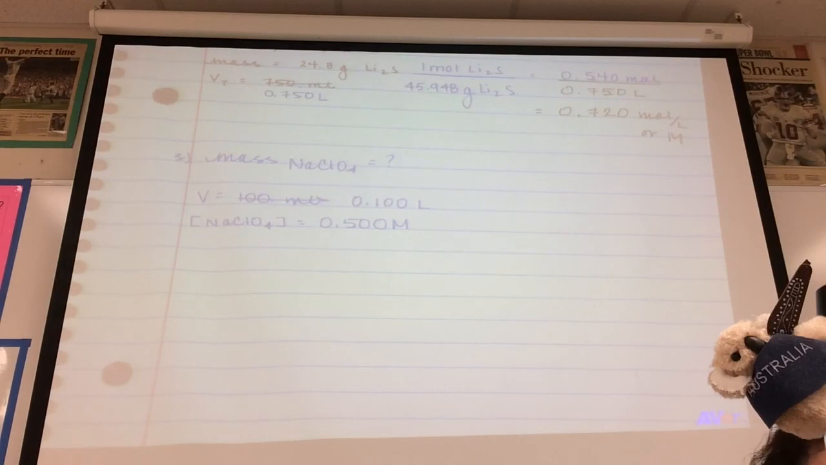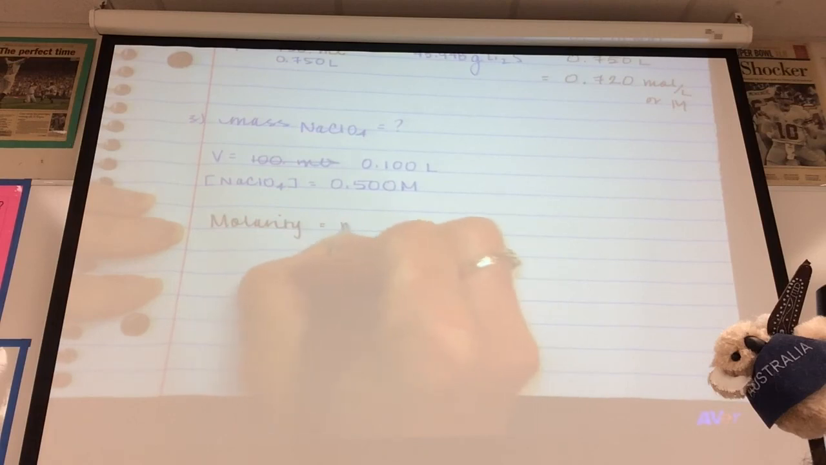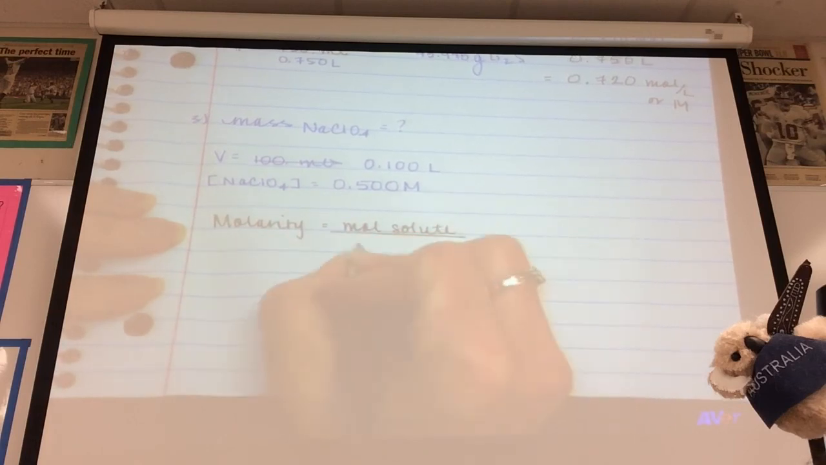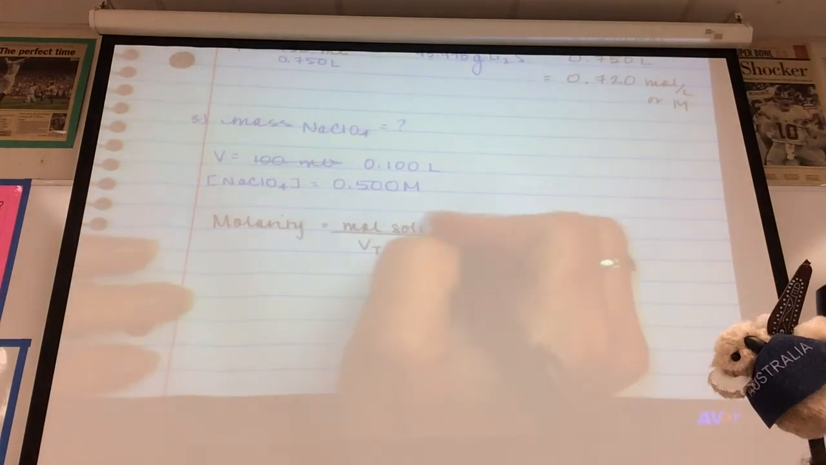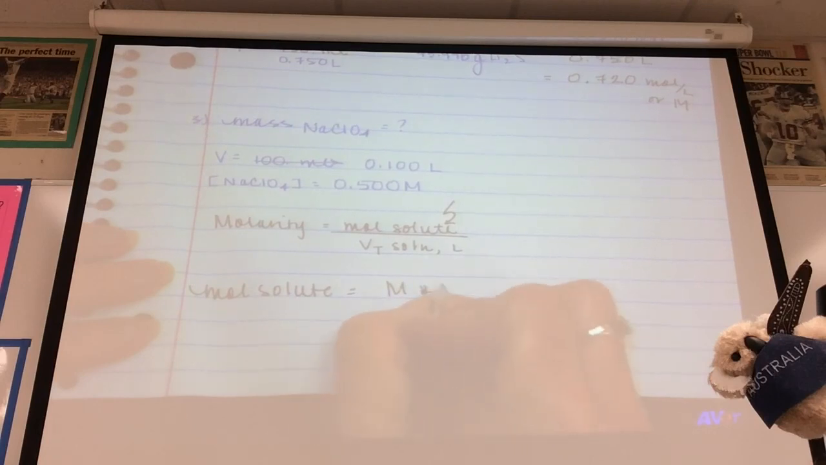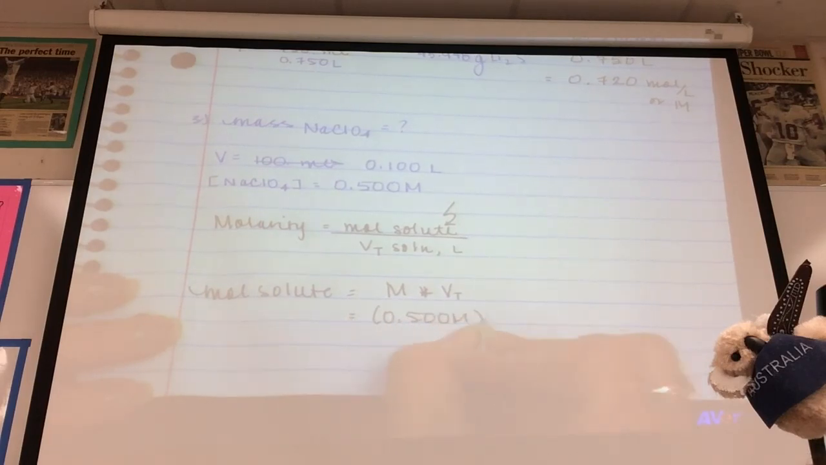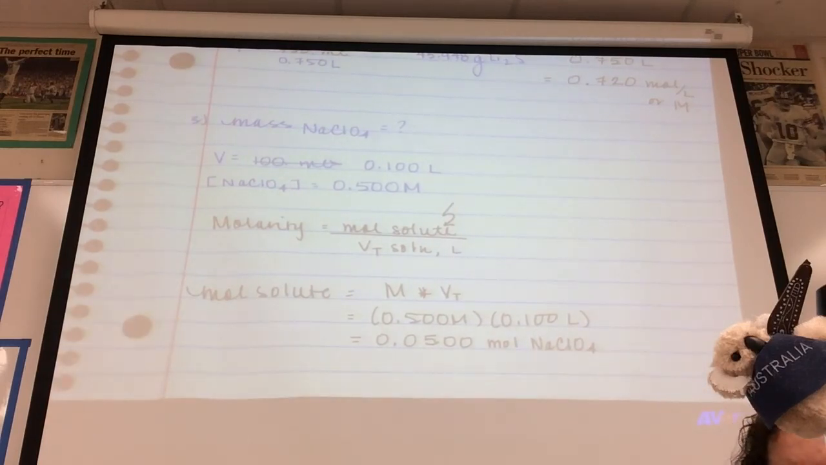Well, this problem's a little different. How will we approach this? We want to get mass. What do we have to get first? Moles. So we know that the molarity, abbreviated capital M, is moles of solute over the total volume of solution in liters. So first I'm going to go after the moles of solute. That's equal to the molarity times the volume total in liters. So that's 0.500 molar times 0.100 liters, and that's going to be 0.0500 moles of sodium perchlorate. How would you get to mass?